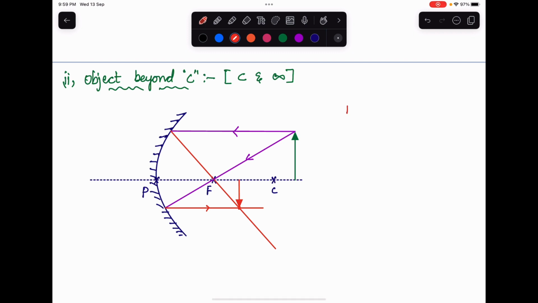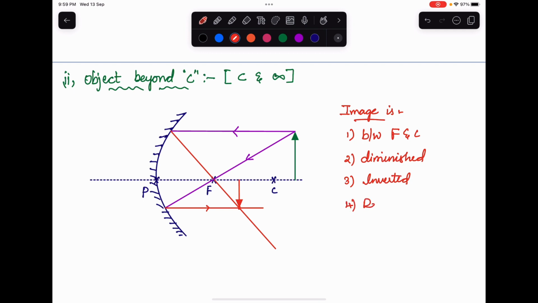So therefore what I can say directly, first one, where was the image formed? It has been formed between F and C, and you can compare the size of the object and image. The image is a bit smaller, so it is a diminished image. Third, the image was formed below the principal axis, so this is an inverted image. And fourth, it is a real image, because the reflected rays were meeting directly. So this is how you will be doing the things.